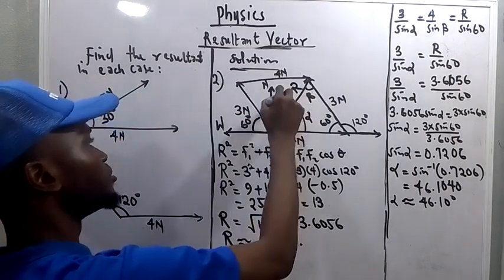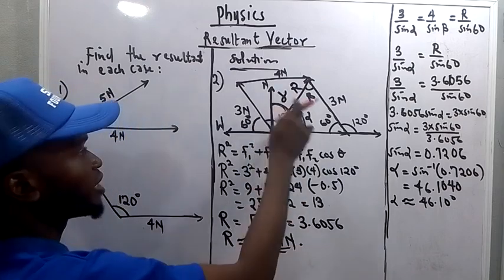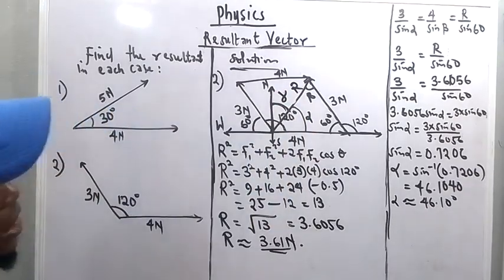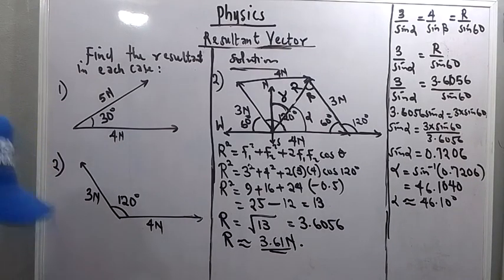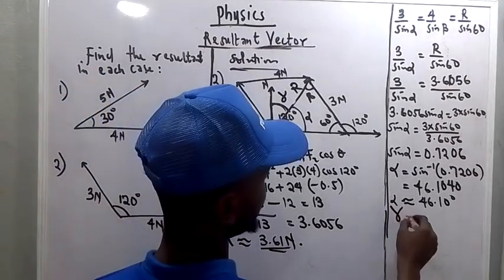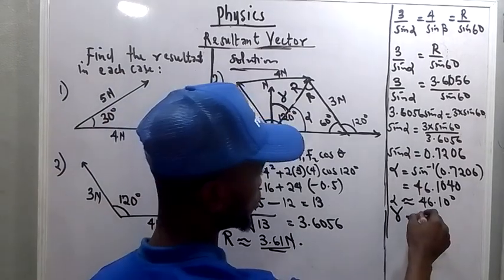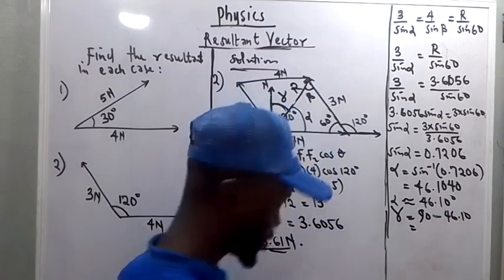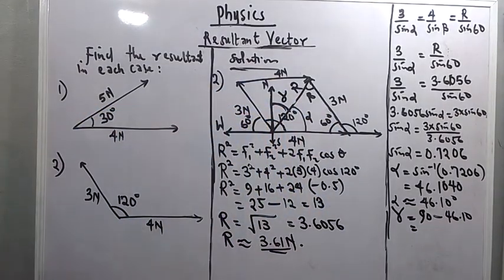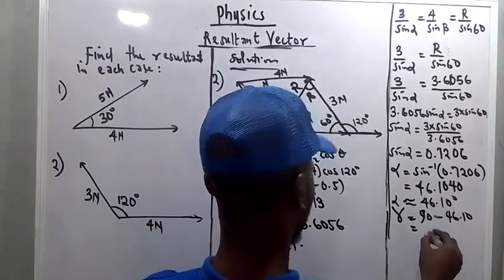Now, once I know alpha, I can know the angle here. Let the angle here be gamma. Gamma and alpha are both complementary angles, and complementary angles are angles that add up to 90. So gamma will be equal to 90 minus alpha, which is 46.10. 90 minus that will give me 43.90 degrees.